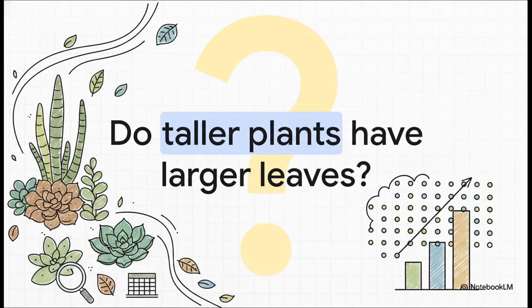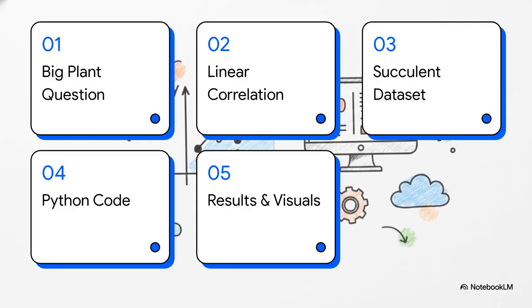But today we're not just going to guess. We're going to answer it definitively using a data set of 100 succulent plants and the power of statistical programming. We are going to let the data speak for itself. Here's our roadmap for the explainer. 1. The big plant question.